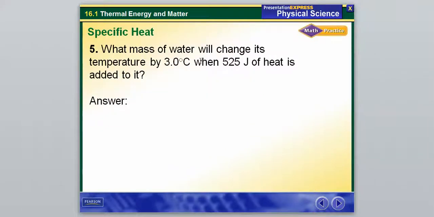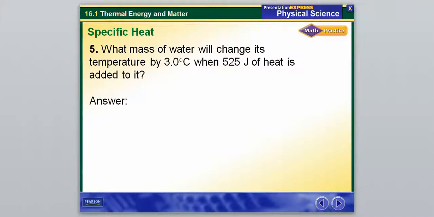And then our last one, you're going to be solving for mass. It says what mass of water, so remember, go look up the specific heat, will change the temperature by 3 degrees Celsius when 525 joules of heat is added to it. Now you're just solving for mass in that one. So those are our specific heat examples.